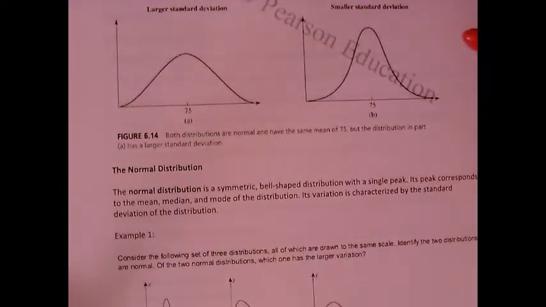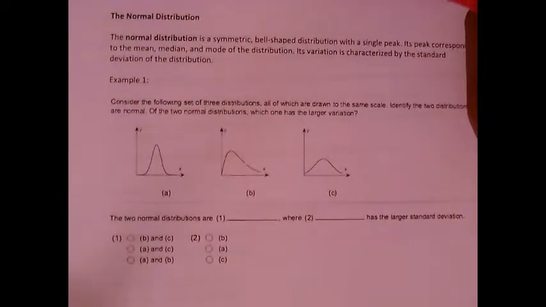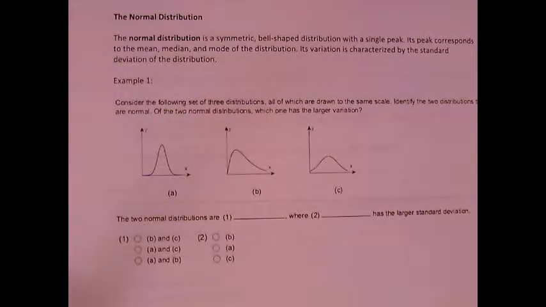If we look at example 1, let's say I want to consider the following set of 3 distributions, all of which are drawn to the same scale. Identify the 2 distributions that are normal. Of the 2 normal distributions, which one has the larger variation?